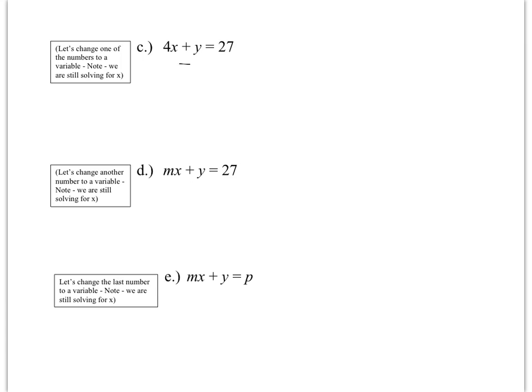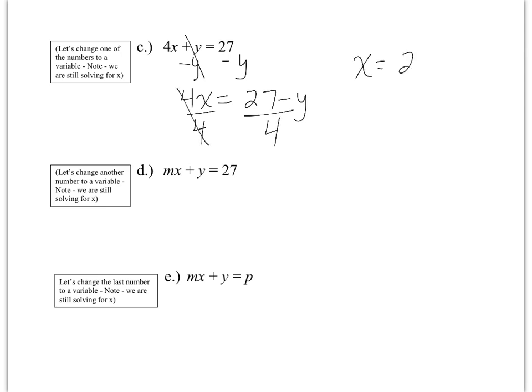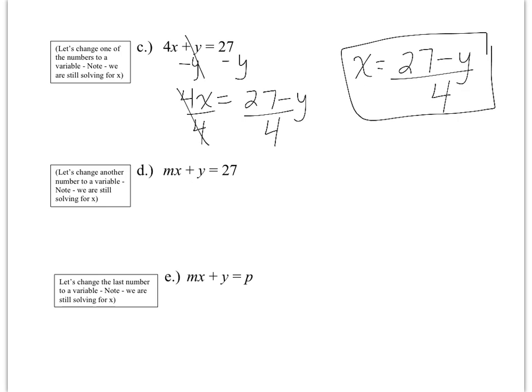I'm going to subtract y from both sides. Now we can't do 27 minus y because they're not like terms, so I just do 4x equals the expression 27 minus y. And then to get x alone now, I'm going to divide everything by 4. And so what I do is I get an expression for x. X is equal to 27 minus y over 4. And the only way to get a numerical answer there would be if I knew what x or y actually was. All I'm looking for is the expression that x is going to equal.